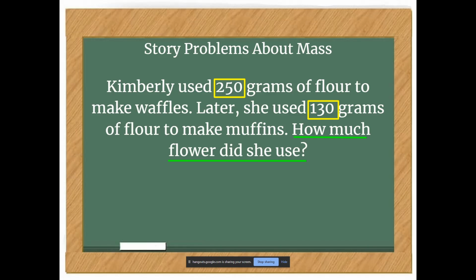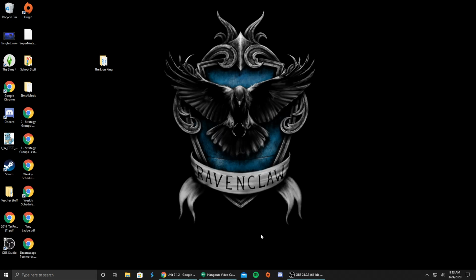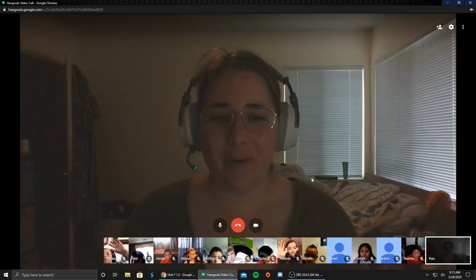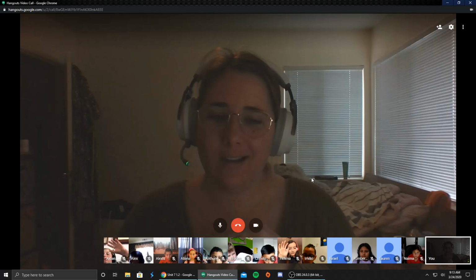So the first step we have to figure out, and again, I will be reading this to you so that way you can hear it, is this a subtraction problem or is this an addition problem? So she had 250 and she used 130. Are we adding or are we subtracting if she's using it? Looking for hands. Helena, I owe you a dojo point. Helena, is it subtraction or addition?